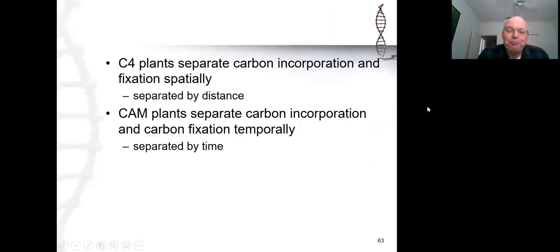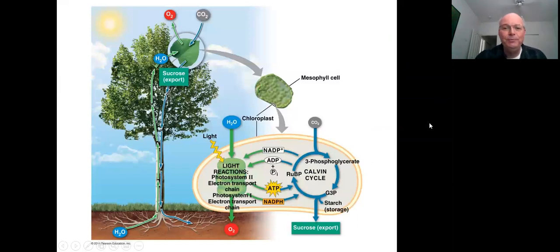Yeah, so this is the difference between the C4 and the CAM plants. They do things, one does it in different locations, one does it at a different time. So that brings us back to the diagram that we began with, showing the light reactions and the Calvin cycle with all the details filled in here now. So this is the diagram that is your starting point in understanding what goes on in the light reactions and the Calvin cycle. This should never, ever be your ending point. It is too simple, but it is a good starting point.